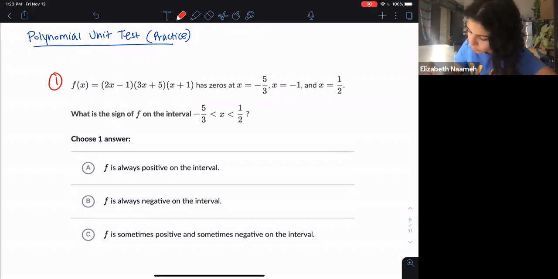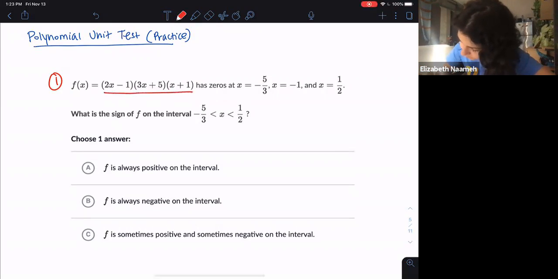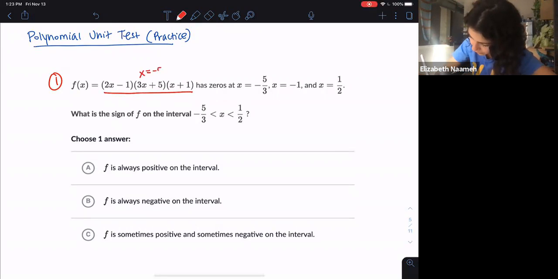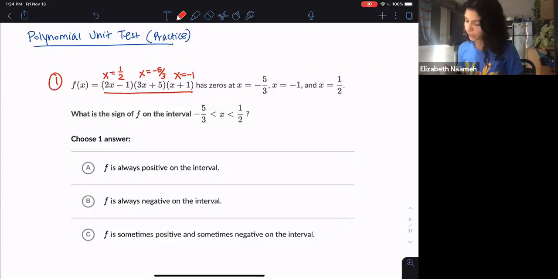So for the first problem, I'll just walk us through it. You write down what you feel is important. It says the function is given to us. Notice it's already factored, so that's great. And it has zeros at -5/3. That makes sense. That came from right here. -1, which came from right here, and +1/2. Cool. So I already did all the work for me.